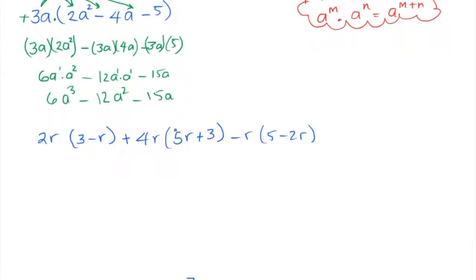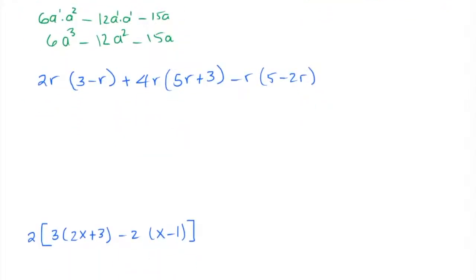Let's take another example. Again here, the term positive 2r is multiplied by this binomial, or you can call it a polynomial if you want. So multiply this through, and then here, same thing. This is multiplied through, negative r is multiplied through.